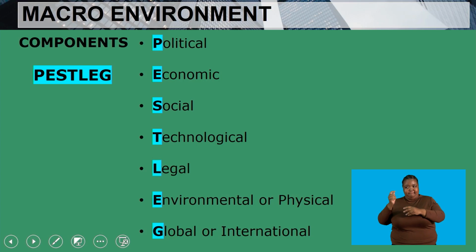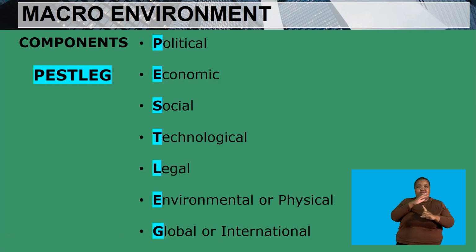Now let's look at the components of the macro environment. This is also known by the abbreviation PESTLEG. This speaks to the political. Remember, the political is an environment which includes our political parties. Think about the political parties that you know. That refers to the political environment where certain rules are made.